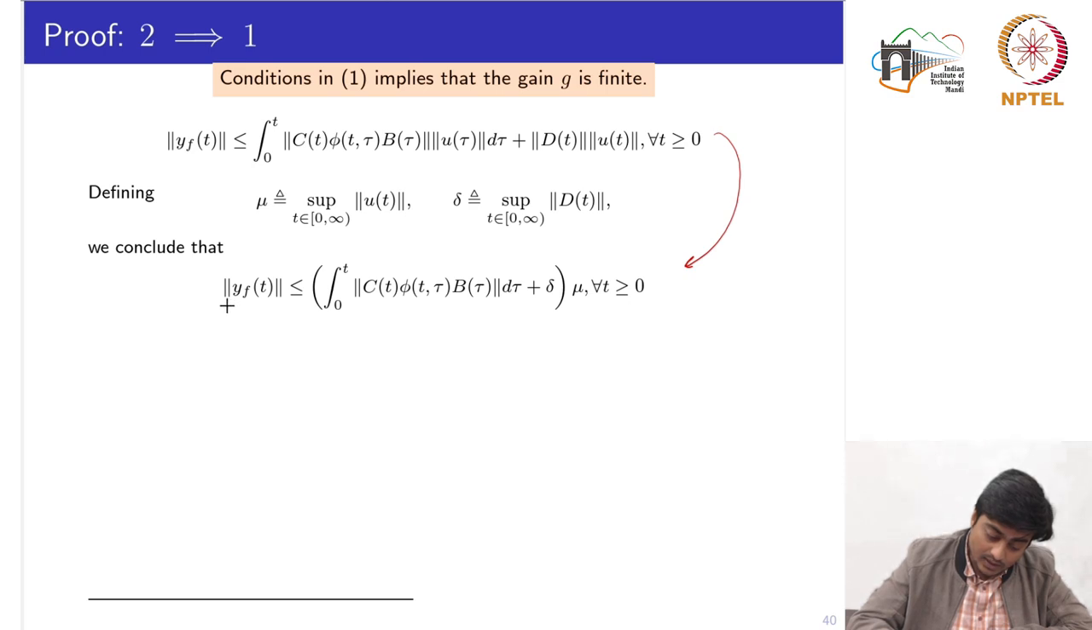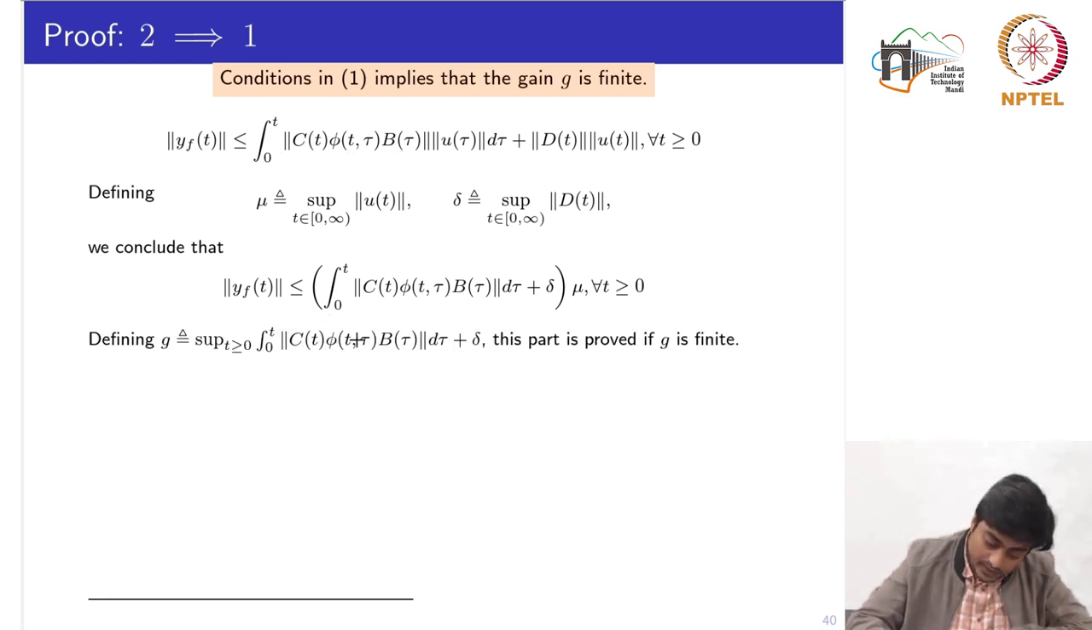Let's say the norm of the signal yf is less than or equal to the integral. This part would come as it is. Now if I take the supremum of this one is mu, so the norm of the signal yf would also be less than mu and delta. So this part comes here, delta, and I have taken the mu common out of this complete equation. Right?